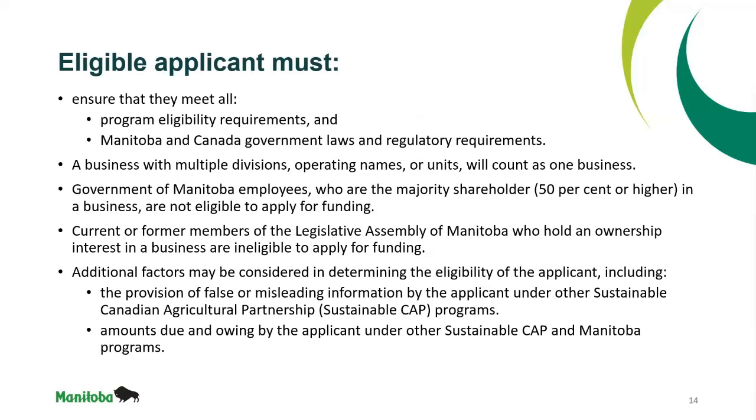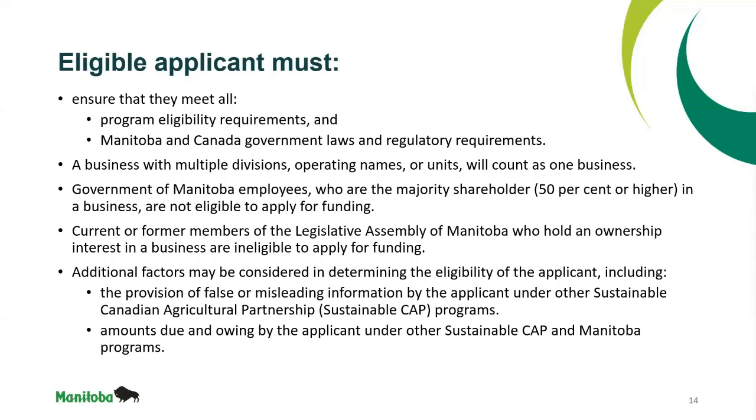Carrying on, eligible applicants must ensure that they meet all program eligibility requirements and Manitoba and Canada government laws and regulatory requirements. A business with multiple divisions, operating names, or units will count as one business. Government of Manitoba employees who are the majority shareholder, which is 50% or higher, in a business are not eligible to apply for funding. Current or former members of the Legislative Assembly of Manitoba who hold an ownership interest in a business are not eligible to apply for funding.